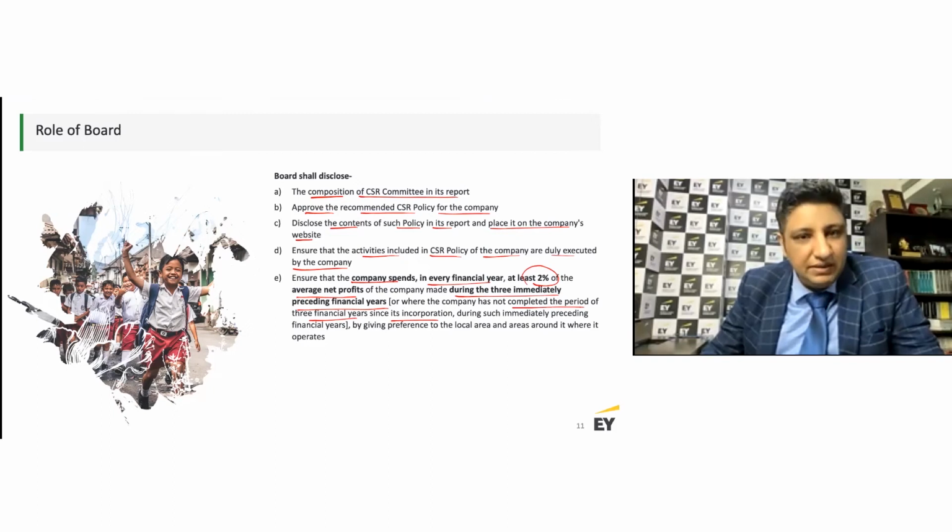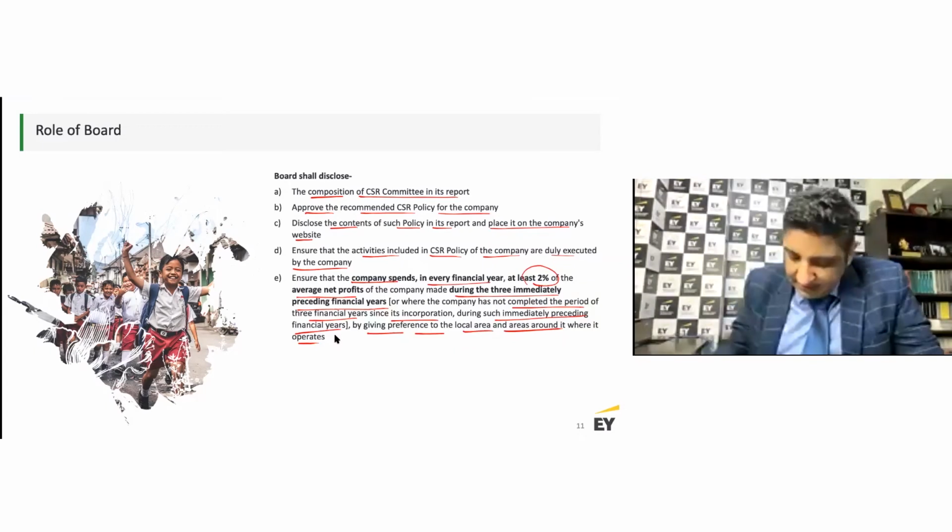In those cases, during such period, which is of course less than 3 financial years. Now, in that way, it's also suggested that you give a preference to the local area or your area of domicile, right? Now, there is interesting data to follow for Indian corporates.